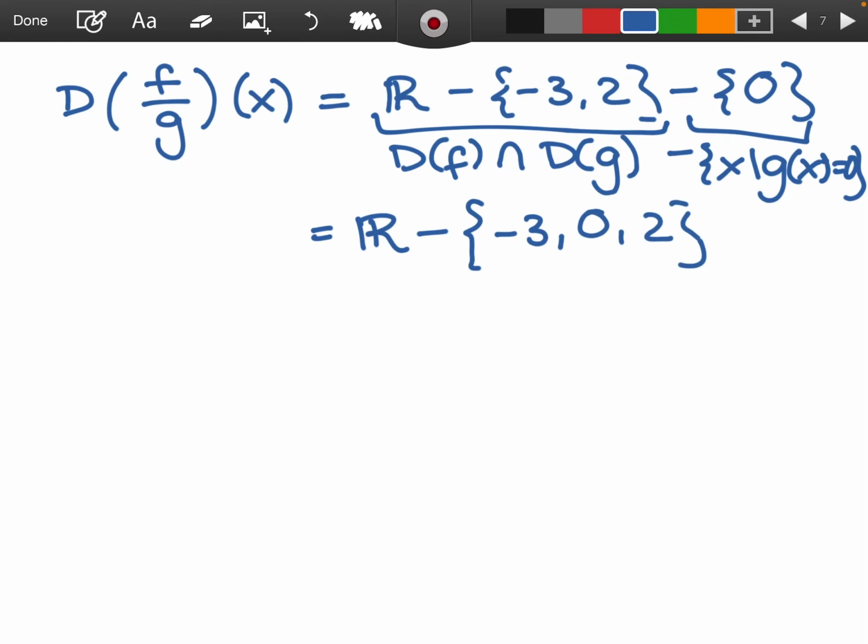Go ahead and take a look at this again. Make sure that you are comfortable with how we find the domains, especially for that f over g of x, because I know that that can be kind of complicated. And just let me know if you have any questions.